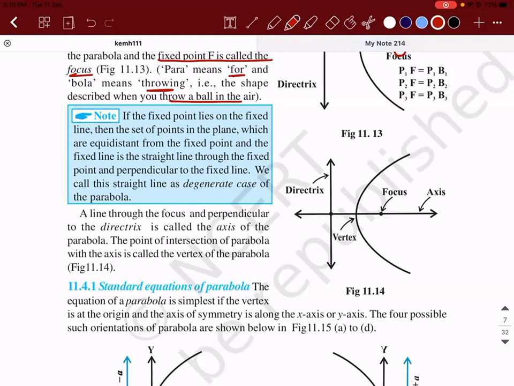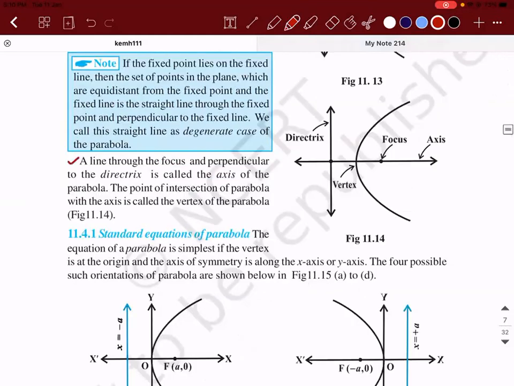Yes, sir. You're clear, right? Okay. Now listen. If you draw a line through two things: if you draw a line through the focus and at the same time it is perpendicular to the directrix, then that line is what we call the axis of the parabola.